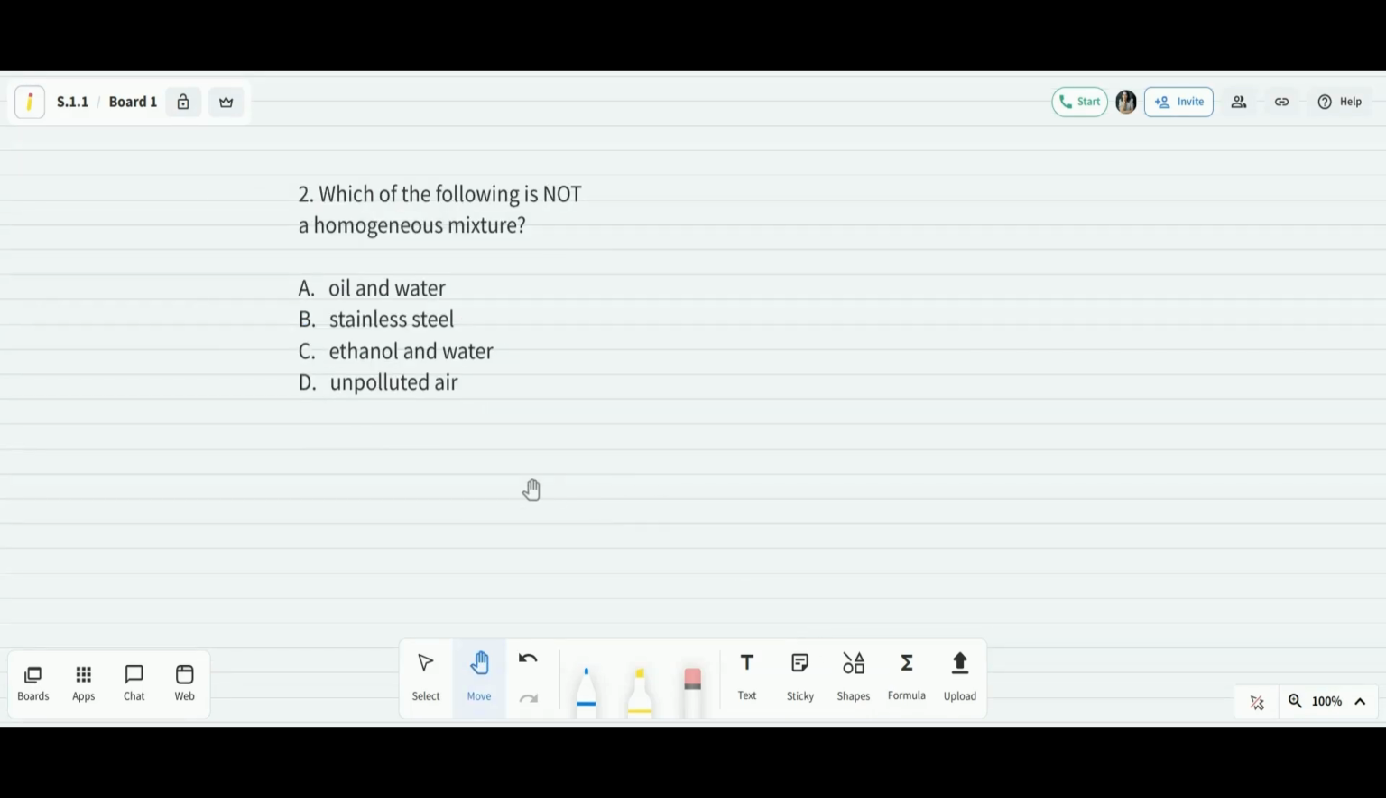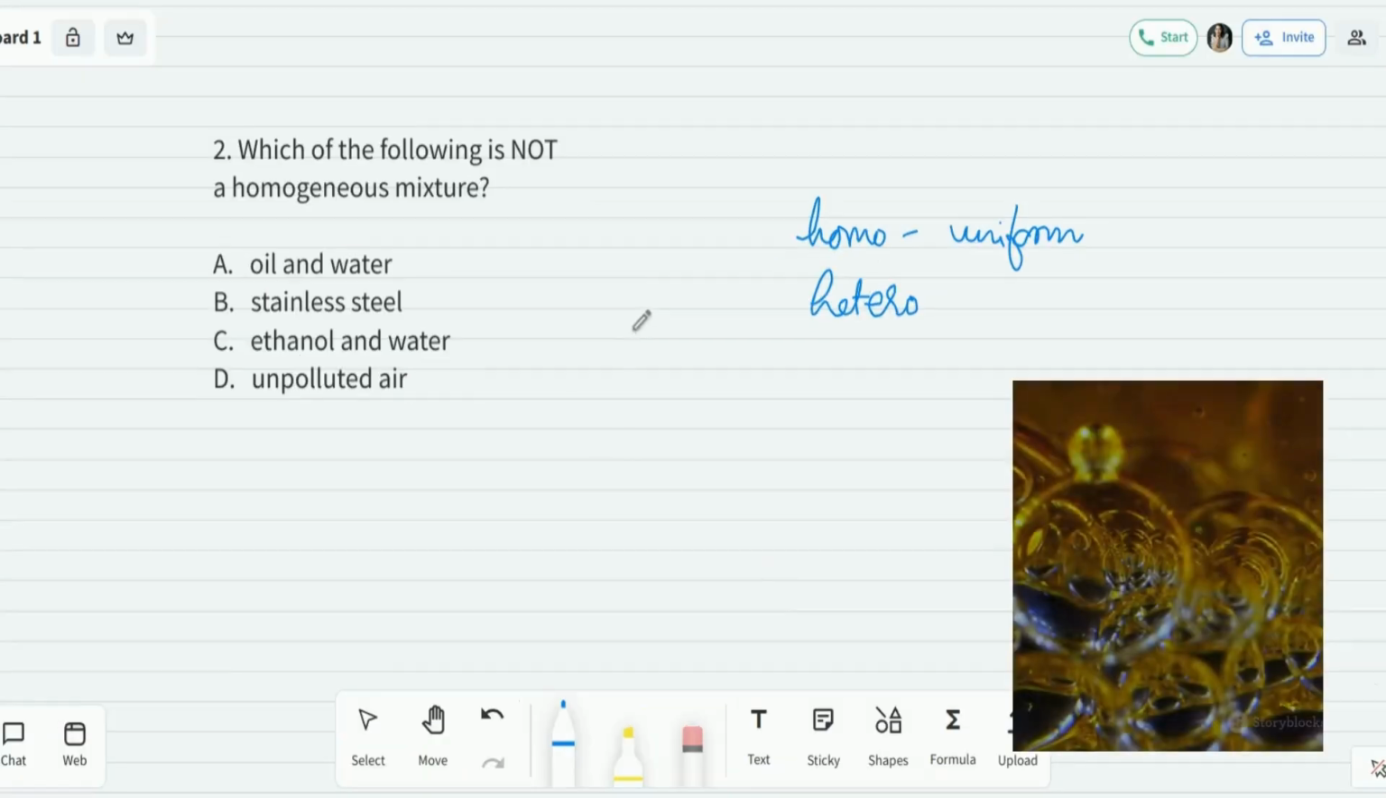Which of the following is not a homogeneous mixture? A mixture can be homogeneous or heterogeneous. Homo means uniform. So a homogeneous mixture is a uniform mixture where the components are mixed evenly, and a heterogeneous mixture is a non-uniform mixture in which the components are not uniformly mixed.